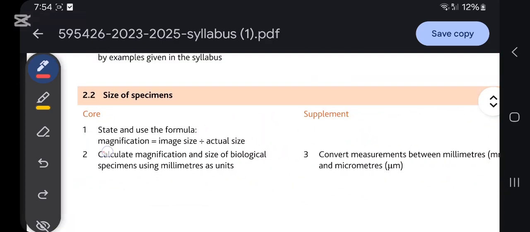All right, magnification formula, very important: image size divided by actual size. If you have studied physics, you'll be able to do the conversions very well.